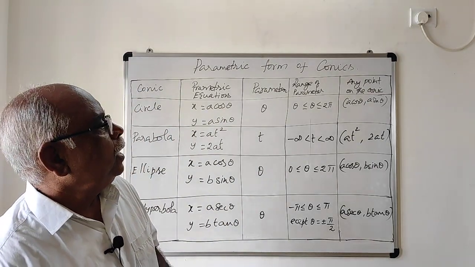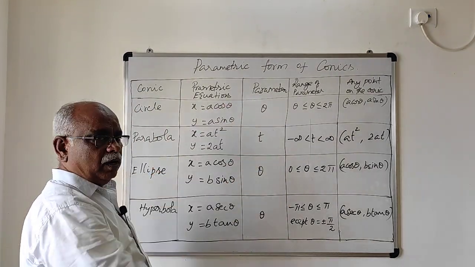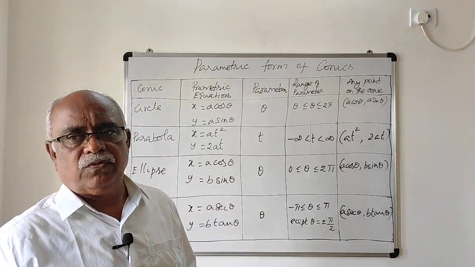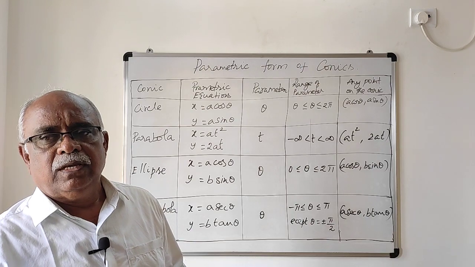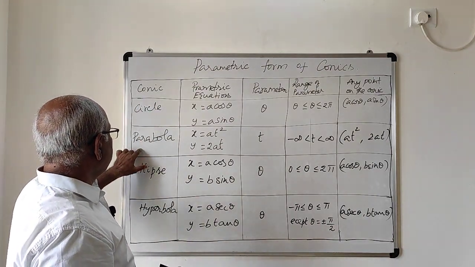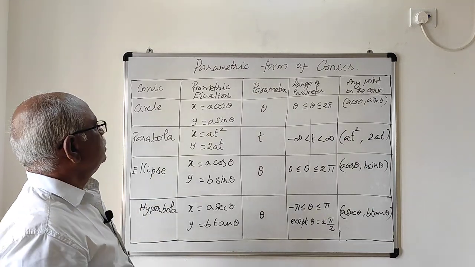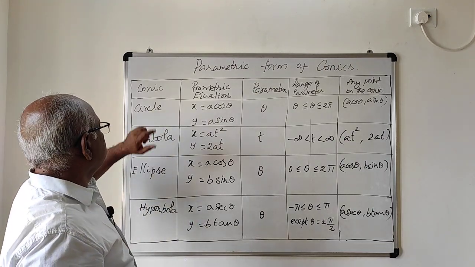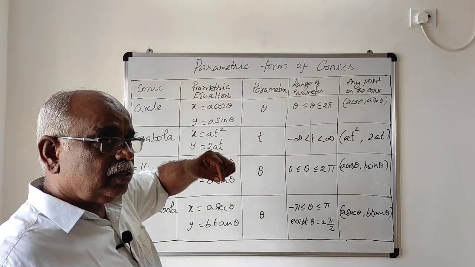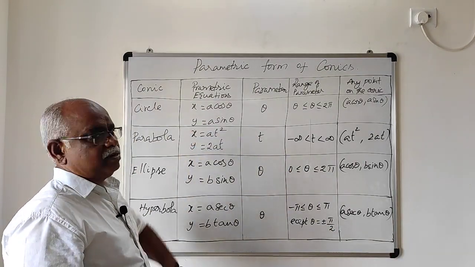Now, the next concept is parametric form of different conics. What are the parametric equations of different conics? So far we are seeing four conic sections, that is circle, parabola, ellipse, hyperbola. Circle with center origin and radius a unit.